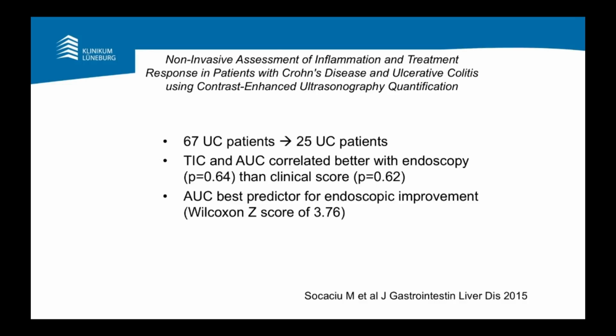Another one with a few more patients in 2015, 67 UC patients, and 25 of them were followed up. The AUC correlated better with endoscopy than clinical score, and the area under the curve was the best predictor for endoscopic improvement. But again, single center study is very small, and there hasn't been much more published more recently.